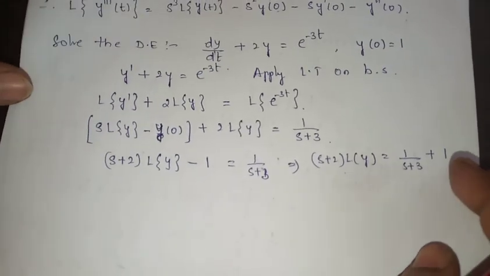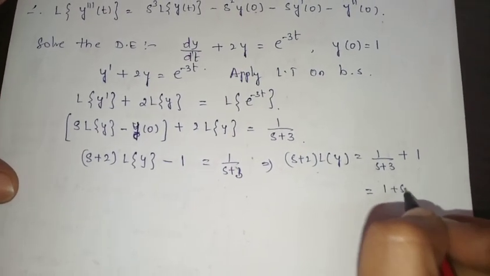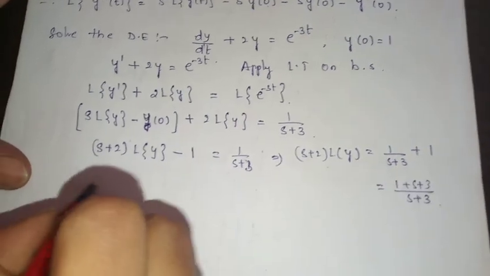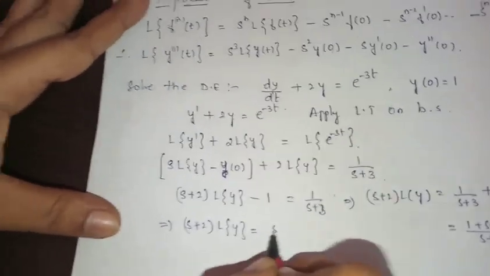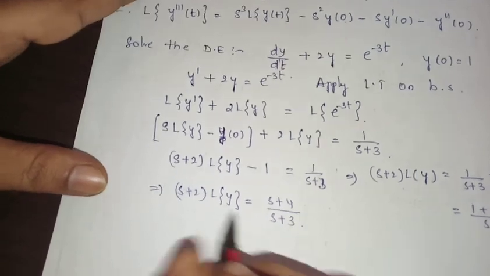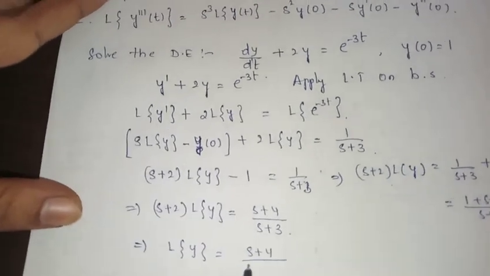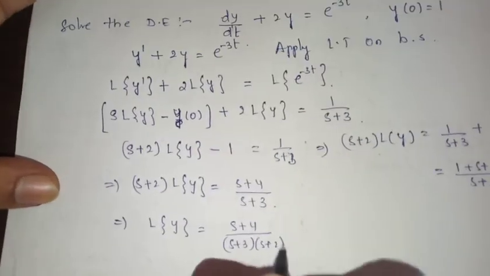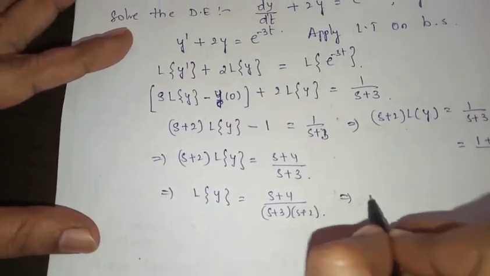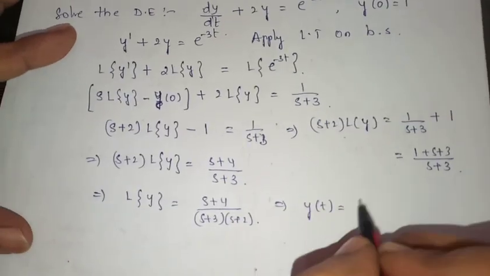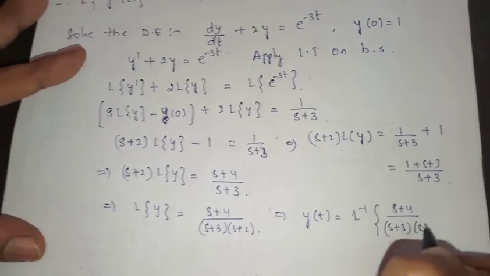If you want, you can take the LCM here. This becomes 1 plus s plus 3 by s plus 3. So you have s plus 2 into Laplace transform of y is equal to s plus 4 by s plus 3. Now from here Laplace transform of y will be equal to s plus 4 by s plus 3 into s plus 2. Now to get the value of y, you have to apply inverse Laplace transform. So y, which is always a function of t, will be Laplace inverse of s plus 4 by s plus 3 into s plus 2.